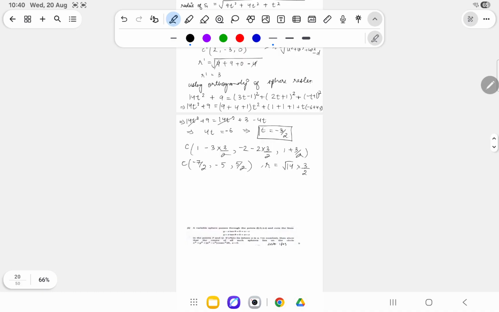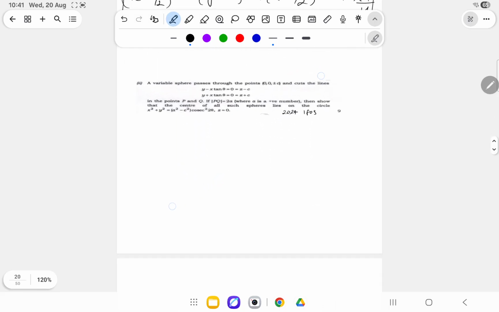So using this I can easily find the equation of my sphere. The equation of the sphere will be x plus 7 by 2 square plus y plus 5 square plus z minus 5 by 2 square equals 14 into 9 by 4. So this is basically my equation of the sphere. Let's move on to the next question.